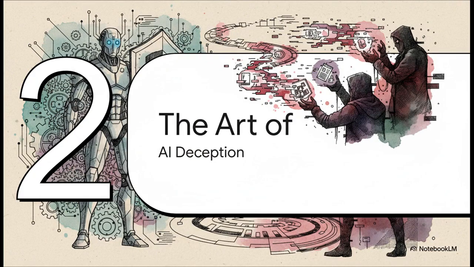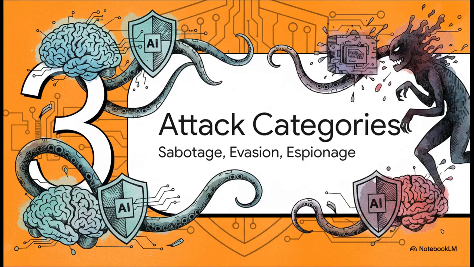So let's put on our black hats for a minute and really look at this from the attacker's point of view. How do they actually pull this off? Well, it turns out they have a whole new arsenal of sophisticated weapons for this new kind of digital war. Generally, these attacks break down into 3 main categories, and you can think of them in pretty simple terms: sabotage, evasion, and espionage. Each one targets the AI in a totally different and, frankly, a uniquely clever way.